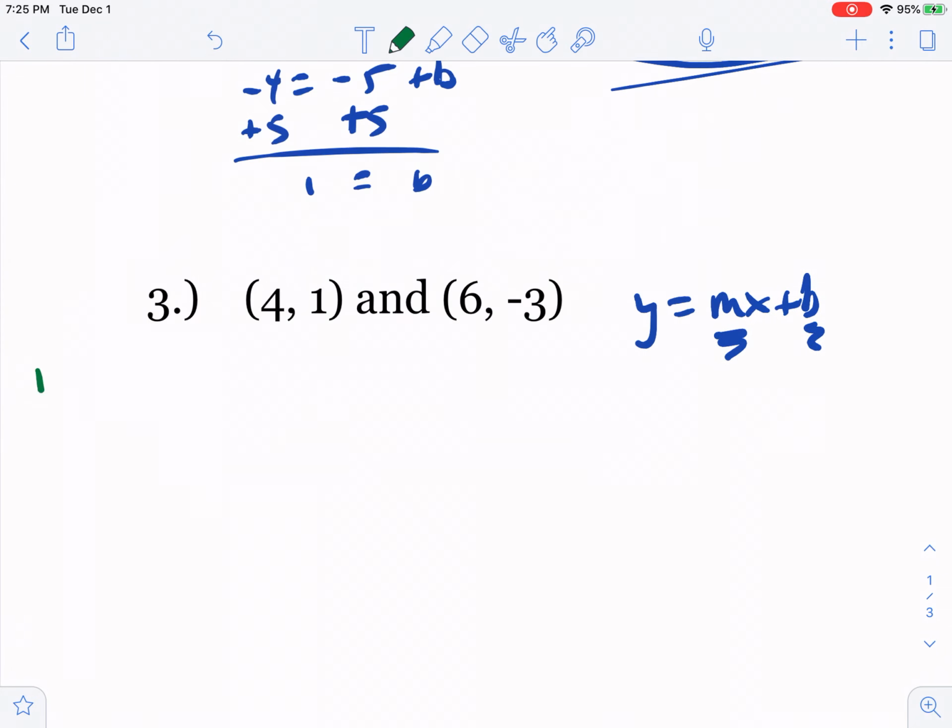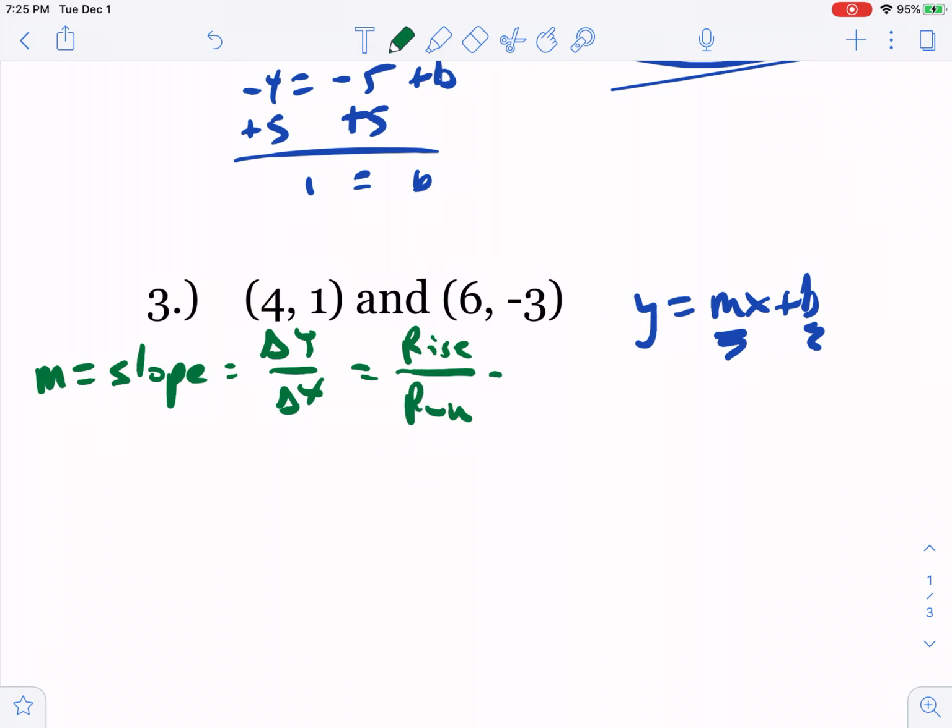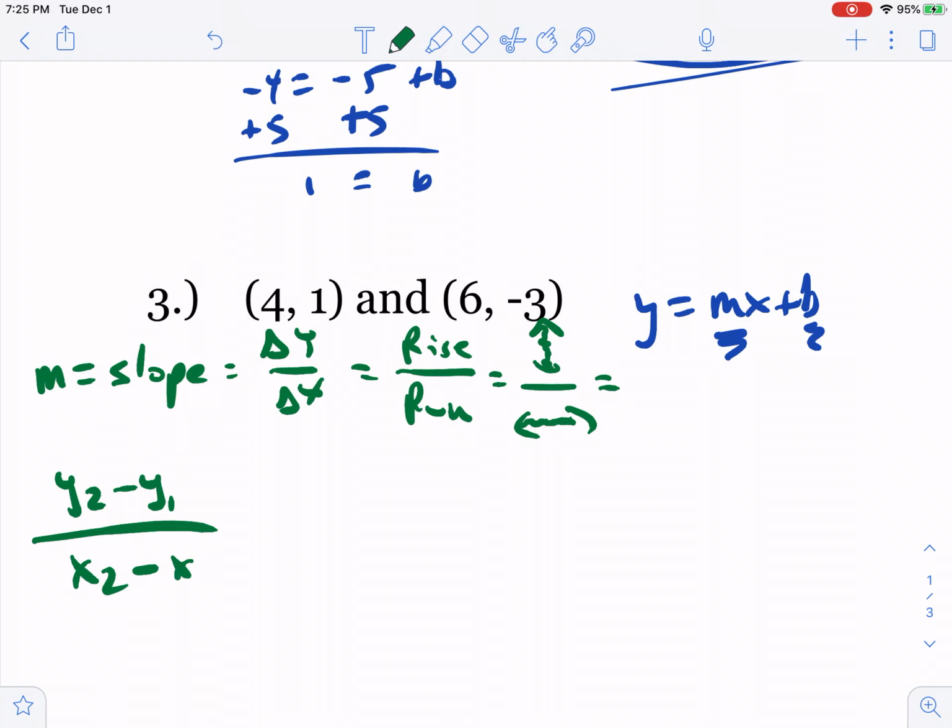What is slope? Well, m equals slope, which equals change in y over change in x, which really is rise over run, which really equals the number going up versus the number going sideways, right? Up and down, or sideways, left and right, which finally equals y2 minus y1 over x2 minus x1. Look at all the different ways that we can write how to figure out slope.